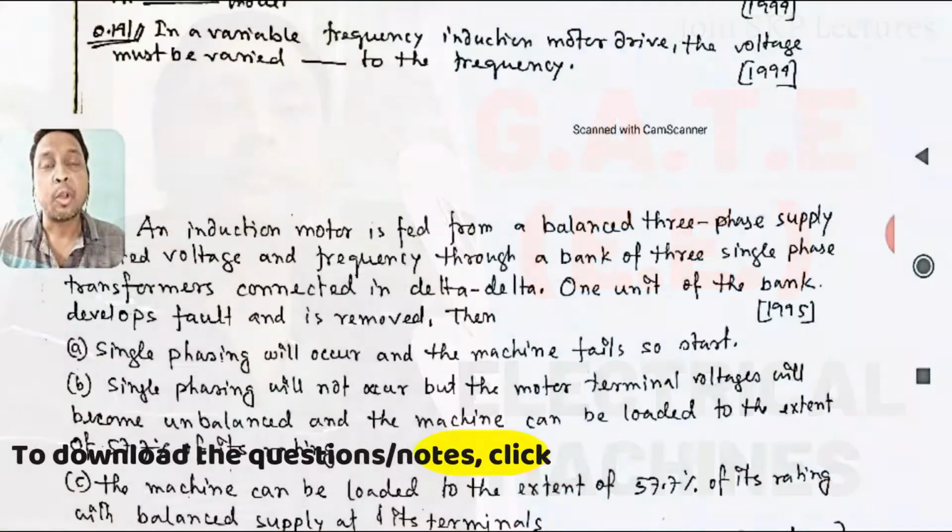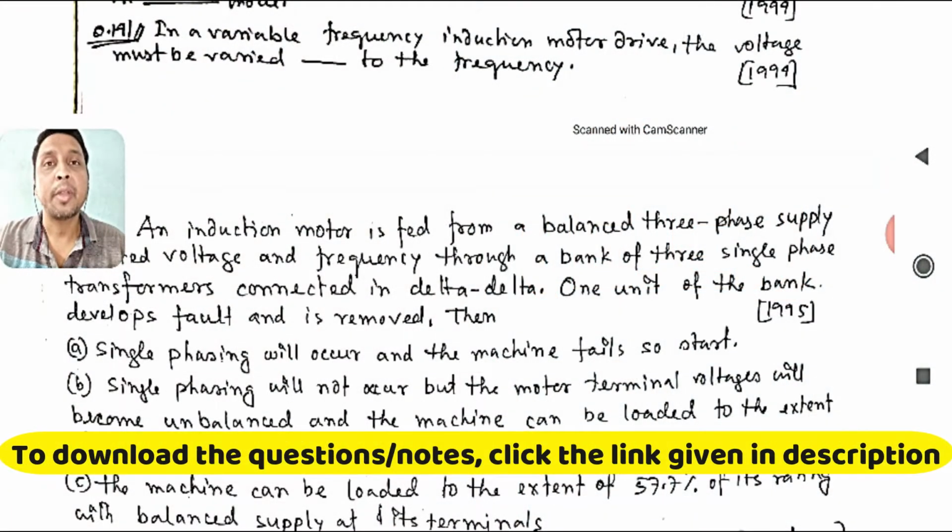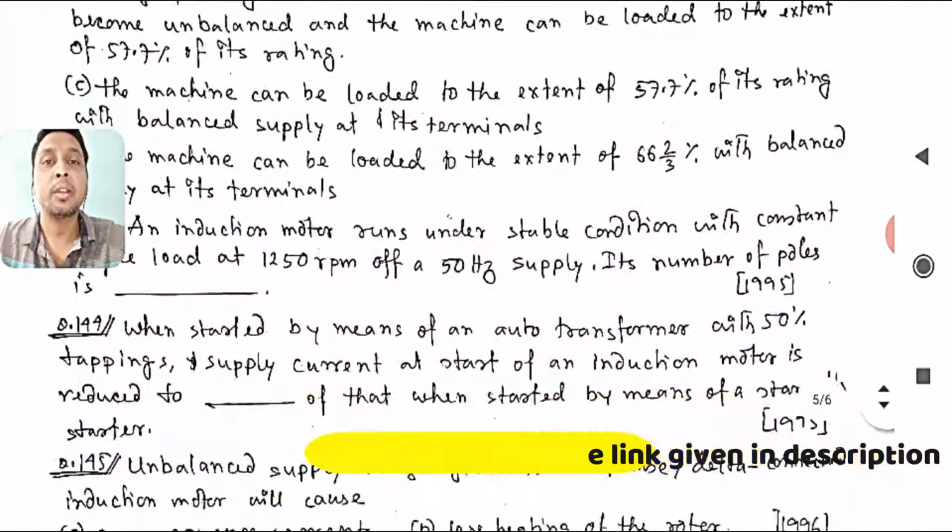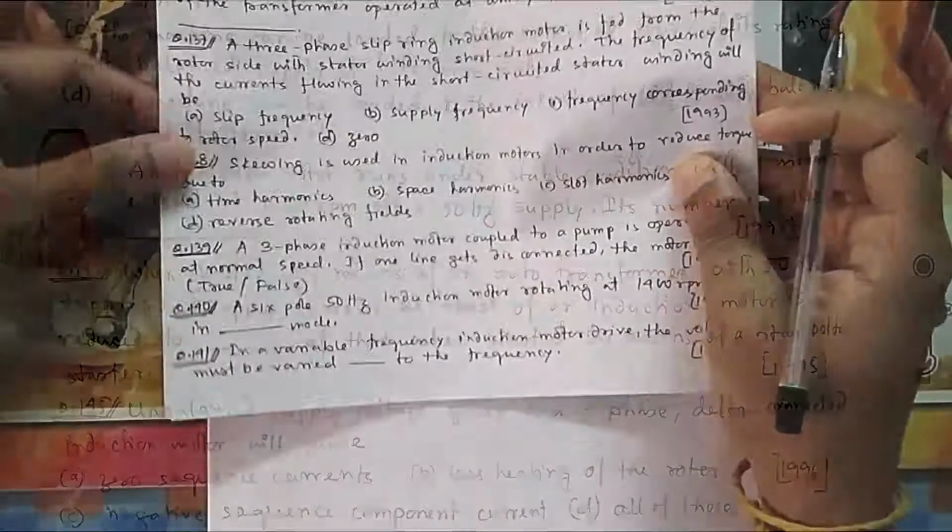Okay, students, welcome you all to this new lecture in the machine series. So today again we will be solving 5 questions, starting from question number 141 to question number 145. Okay, then let's try to solve these questions. In question number 141, what is asked?